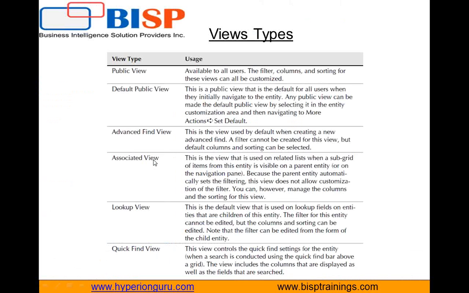Then we have associated view. What is associated view? This is the view that is used on related list. Basically, this is on related list. Related list means like in parent and child relationship. So in that case, we can use the associated view. We can create an associated view over here itself.